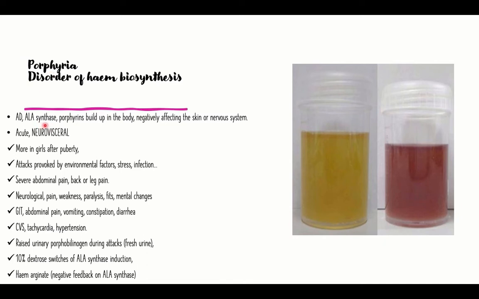This is the deficient enzyme, aminolevulinic acid synthase. This is involved in the production of hemoglobin. Okay, so if you remember that hemoglobin has a globin part that is amino acids, and the heme part, the heme part carries the iron atom, plus the protoporphyrin. One of the enzymes involved in the metabolism of heme is deficient here, resulting in build-up of porphyrins in the body, and this will result in negative effects on the skin or nervous system.